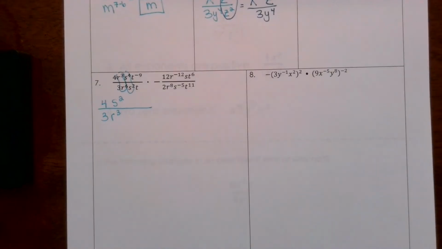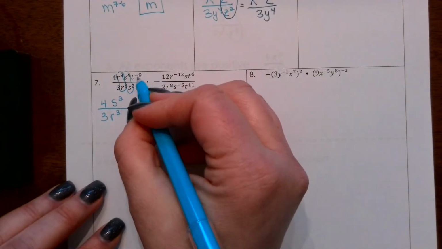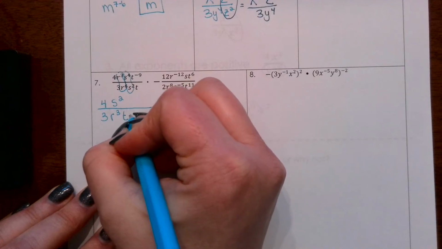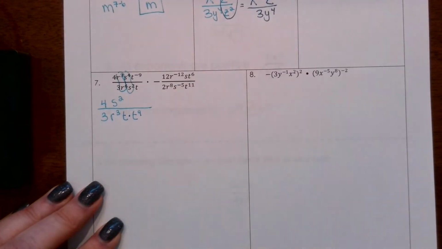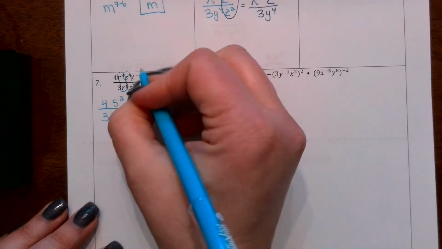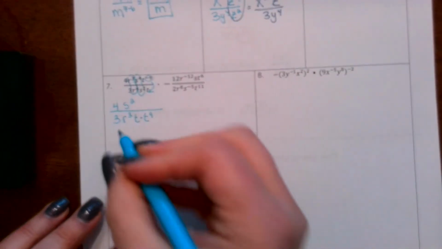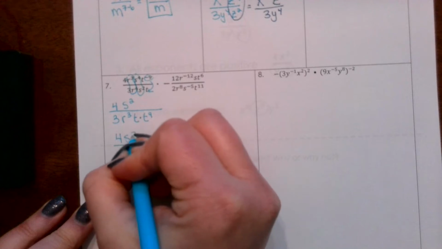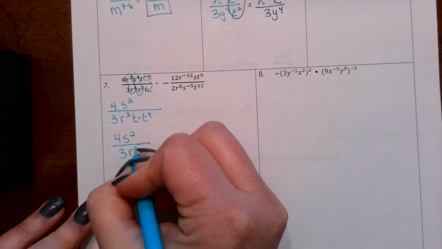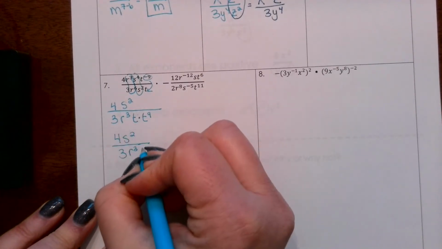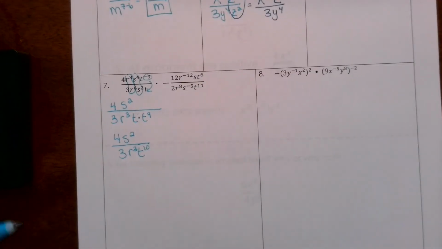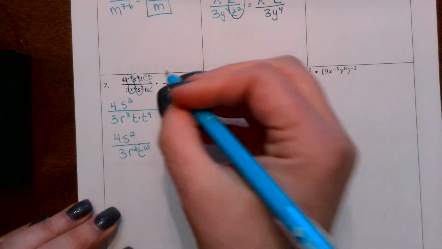And I have a t to the negative 9th and a t to the power of 1 down here. So I'm going to move the 9th down because it's a negative. So this will simplify to 4 thirds s squared, r cubed, and t to the 1 plus 9, which is t to the 10th.